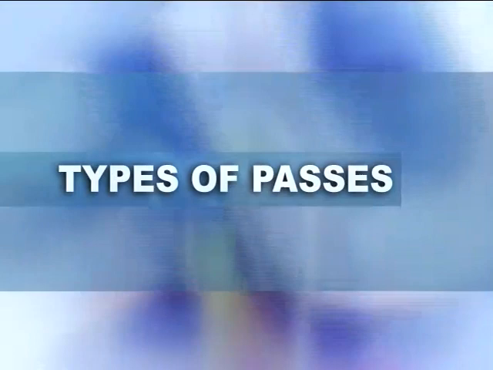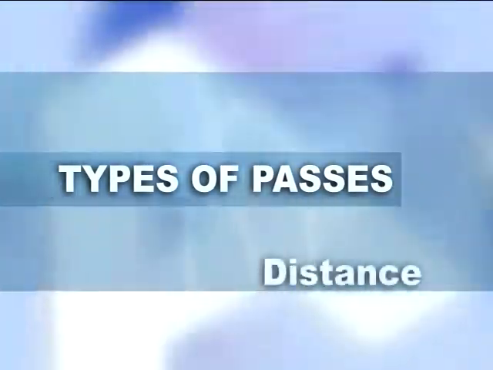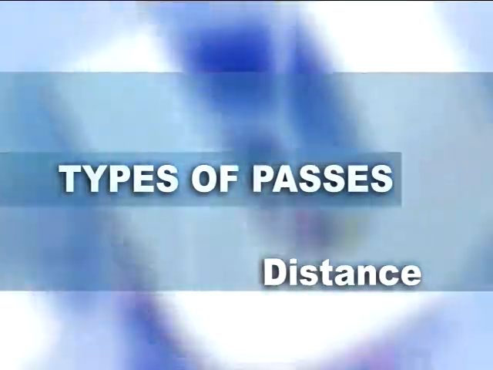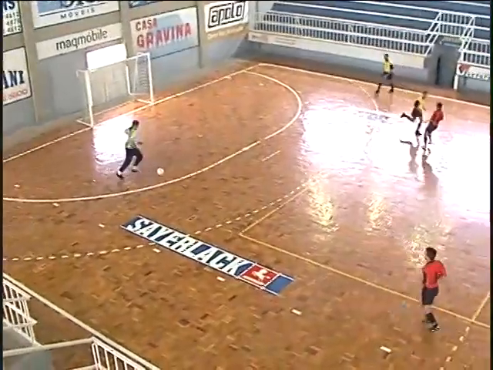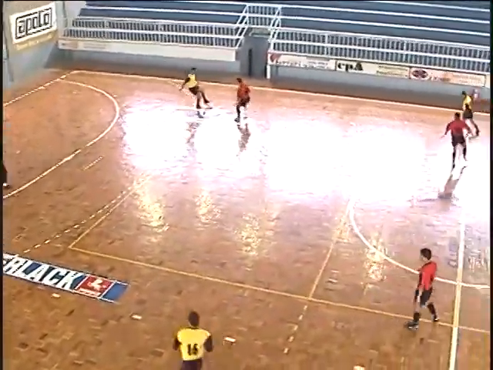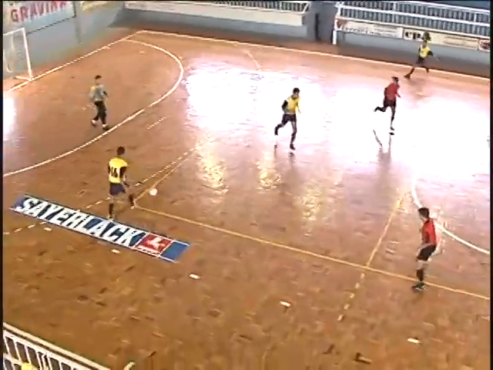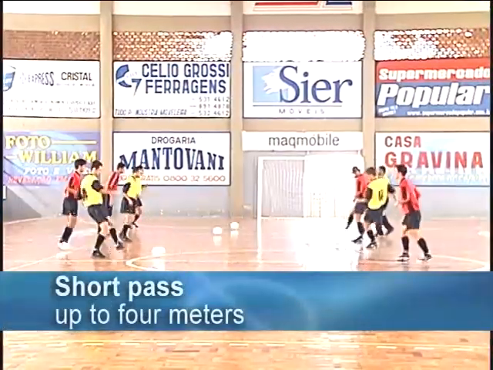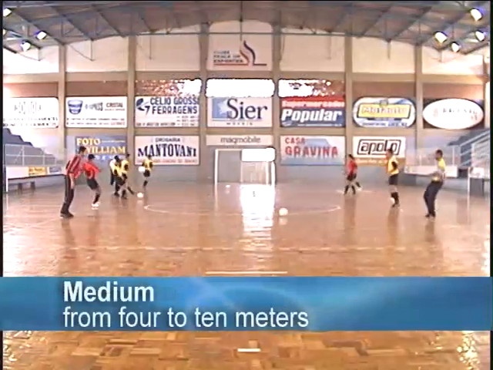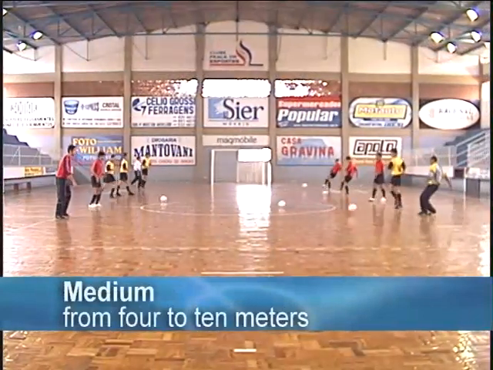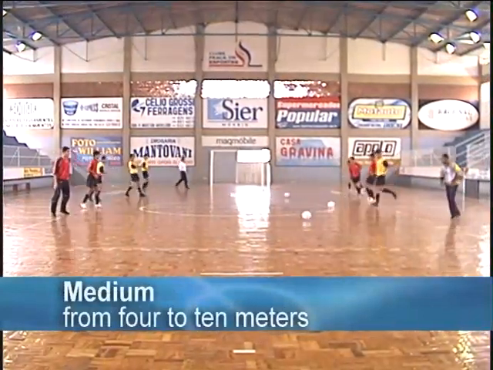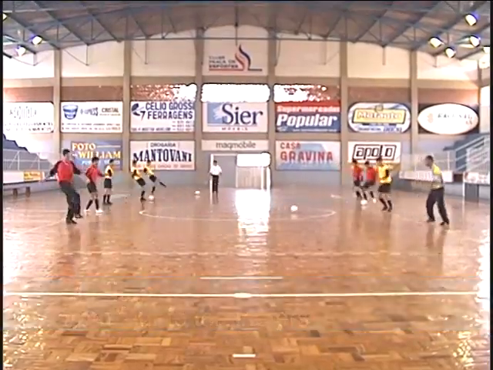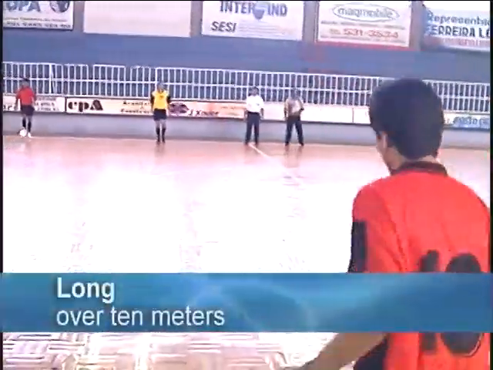Passes can be classified as follows. Distance. The classification depends on the distance between the player making the pass and the one receiving it. Short pass, up to 4 meters. Medium, from 4 to 10 meters. Long, over 10 meters.